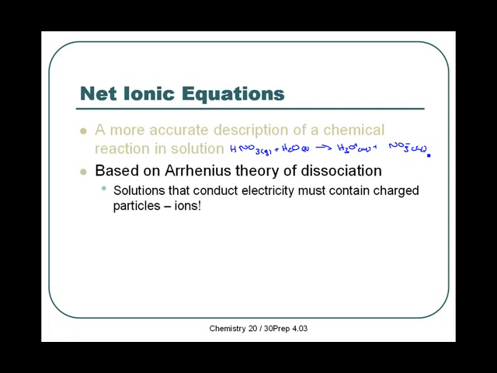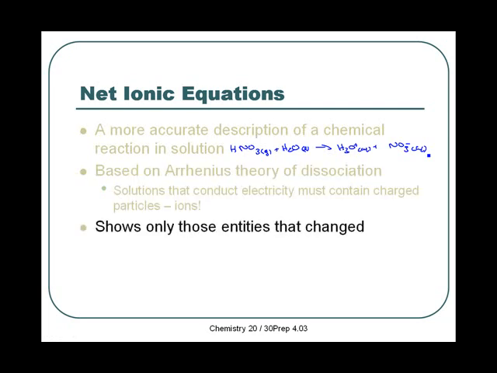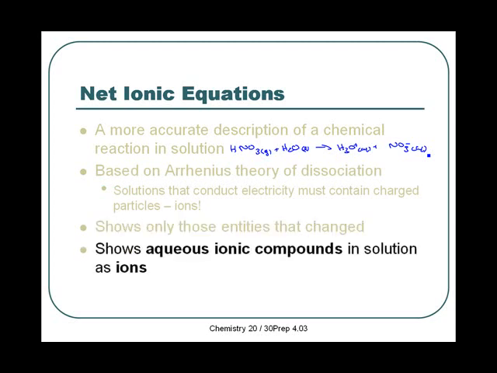So, based on the Arrhenius theory of dissociation, we know that solutions that conduct electricity must contain charged particles, so they must contain ions. So when we have a reaction, we're going to show entities that only change. And when we have a reaction in solution, we know that the aqueous ionic compounds break apart into ions. So because there's an electric current being conducted by that solution, we know that the ionic compound, when it dissolves, also dissociates.